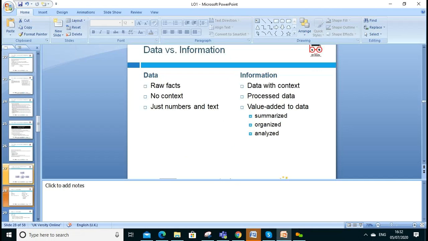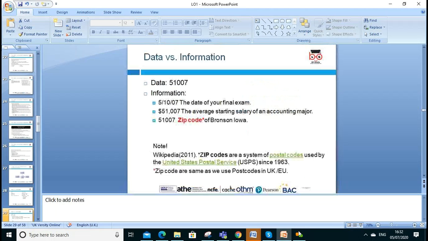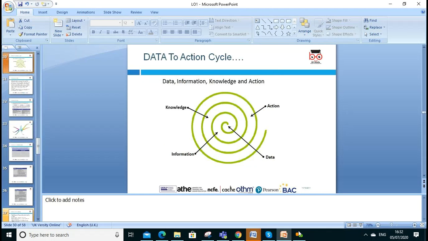Information can be raw facts. Data is a raw fact, and information becomes some number or message within it. If we say your exam is on such and such a date, we are giving data and information. First we have data, then we process it and it becomes information. When you have information, you have knowledge. If you don't have information, you don't have knowledge. Then you can take action based on knowledge. That's why people use the term knowledge-based economy.